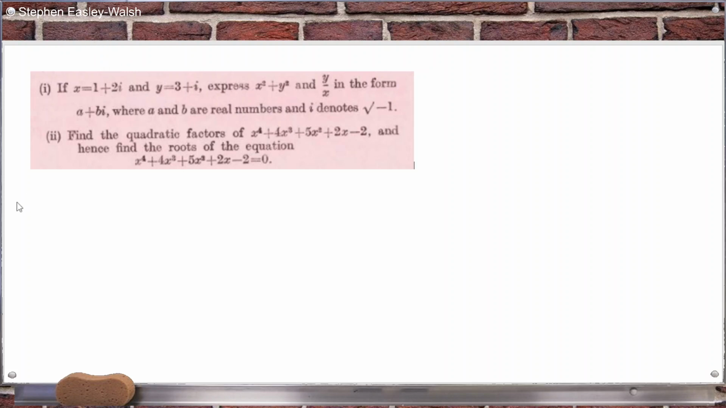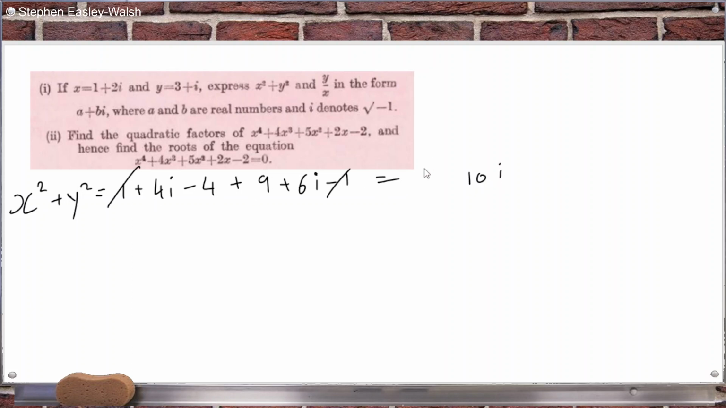All right. Let's see. X squared plus y squared. X squared is 1 plus 4i minus 4, and y squared is 9 plus 6i minus 1. So I can see that the 1's cancel there, and I get a 10i and a 5. 5 plus 10i, it looks like. 9 minus 4 is 5.